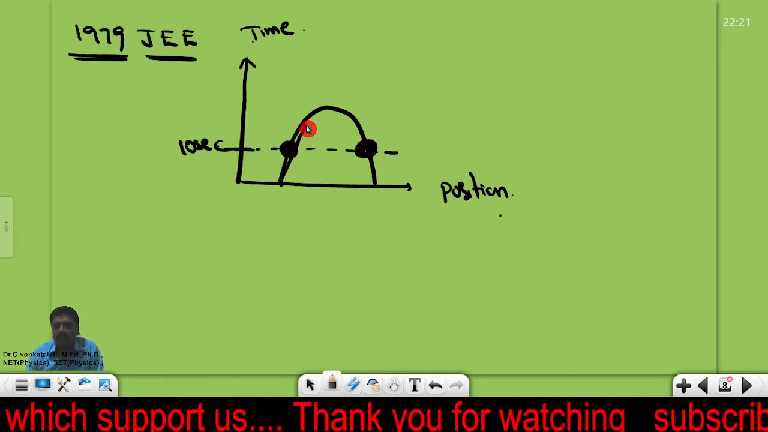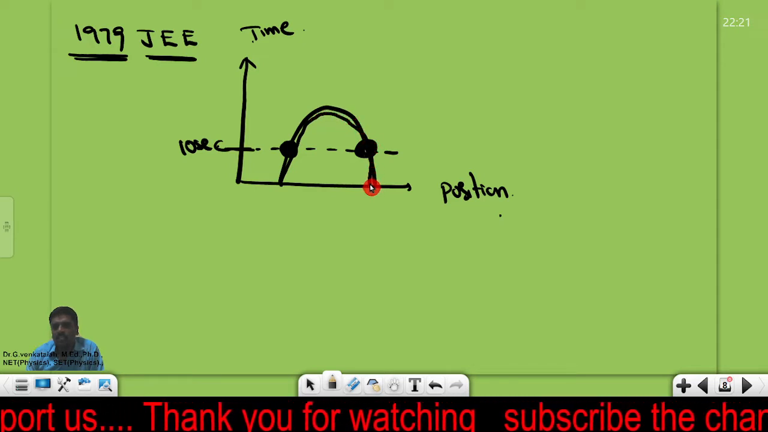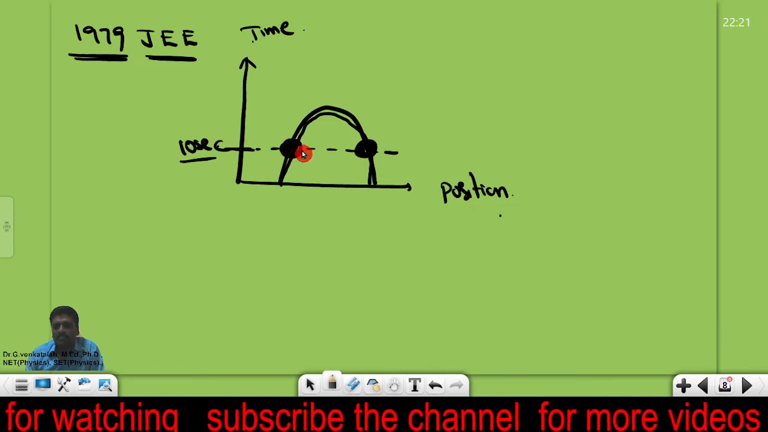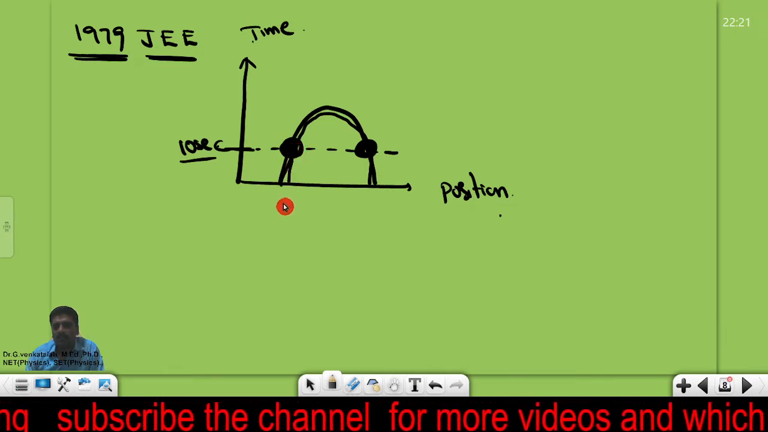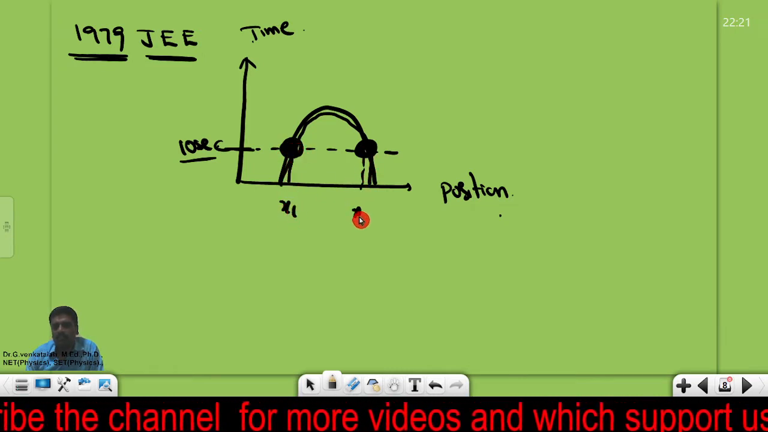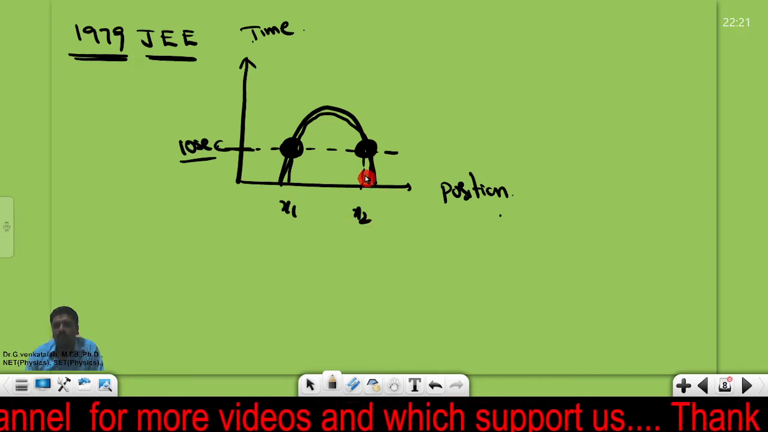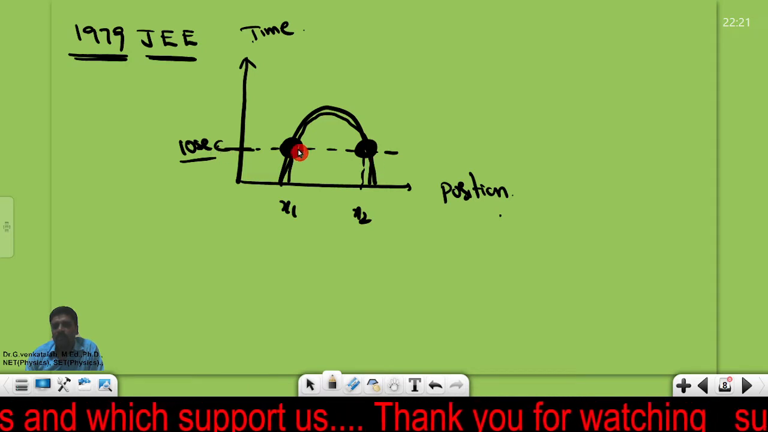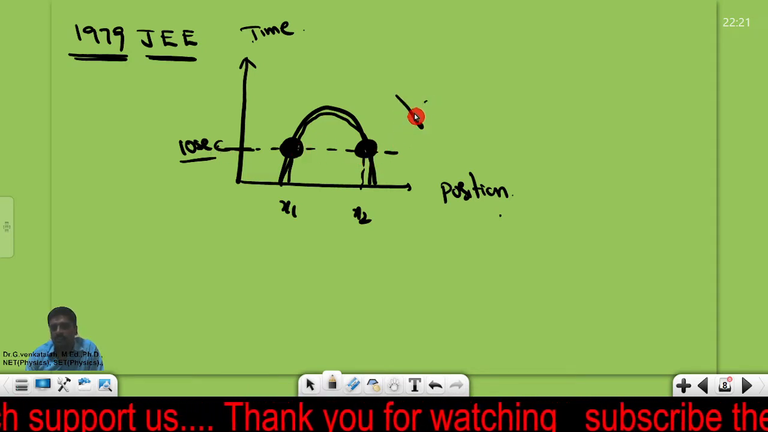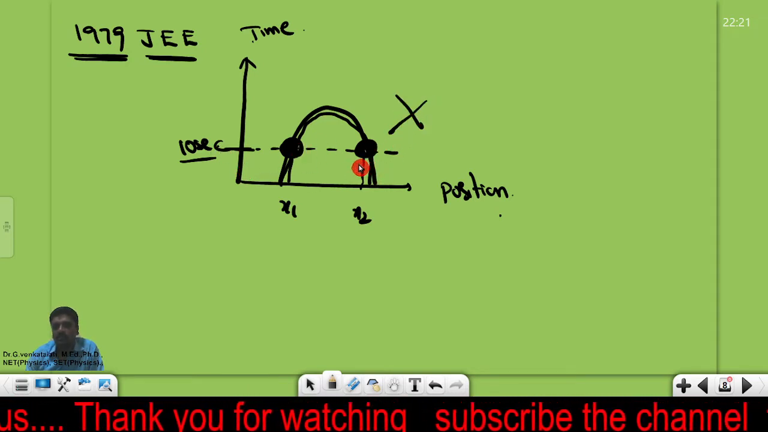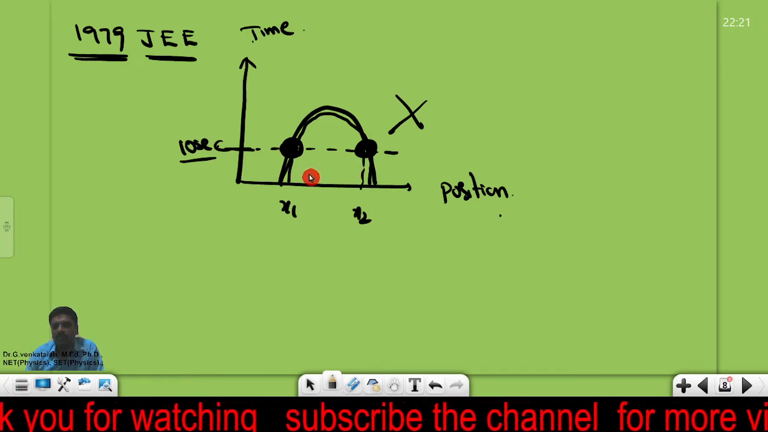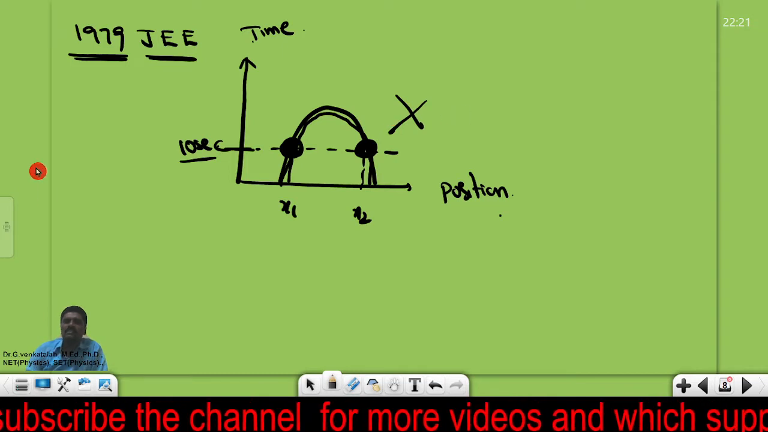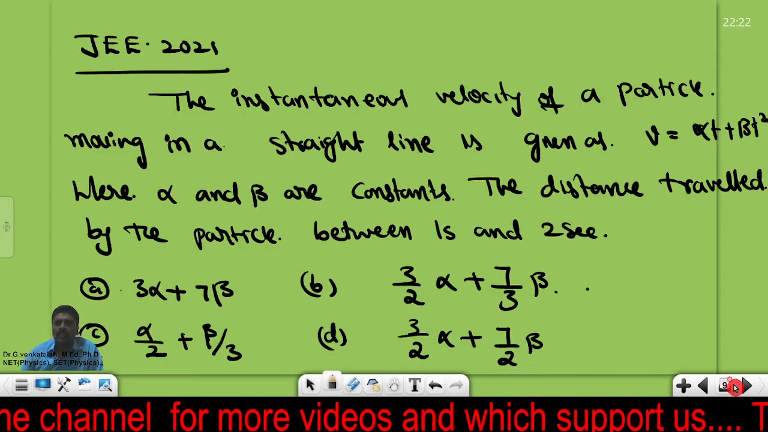This graph is drawn for the position of one particle with respect to time. See, in 10 seconds the object is existing at the position x1 and at the position x2. It is impossible for one particle to exist at the same time at two different positions. That means this graph is wrong, because the particle may not exist at the same instant of time in two different positions. That's why this is the wrong graph. Now let me go to another problem.